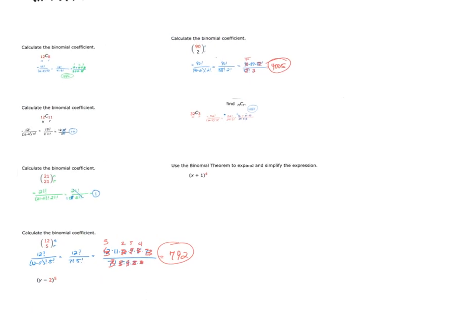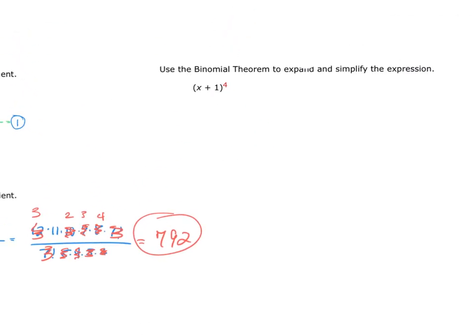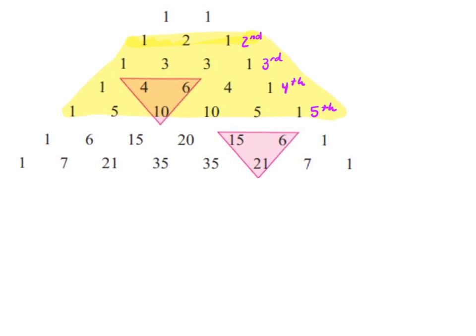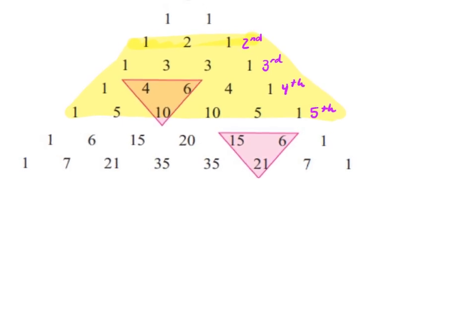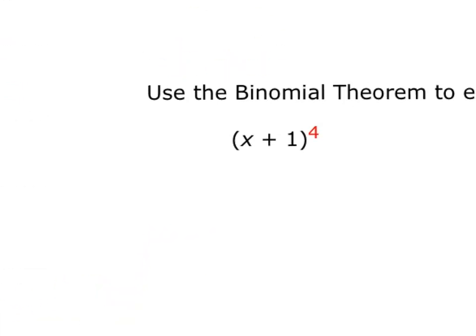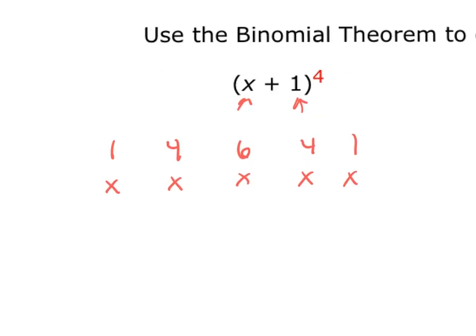So the first thing I'm going to do is I have my triangle up here. I don't know why I put it up there, but we are looking at the fourth row. So what is the pattern for the fourth row? 1 4 6 4 1. Okay, so I'm going to write 1 4 6 4 1. My first term is x, so my x's go here. My second term is positive 1.